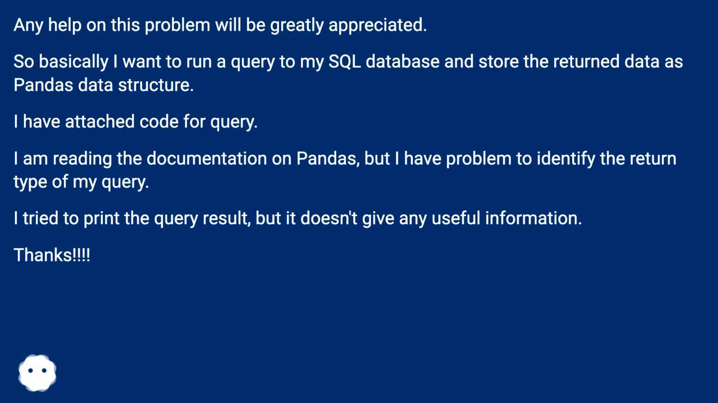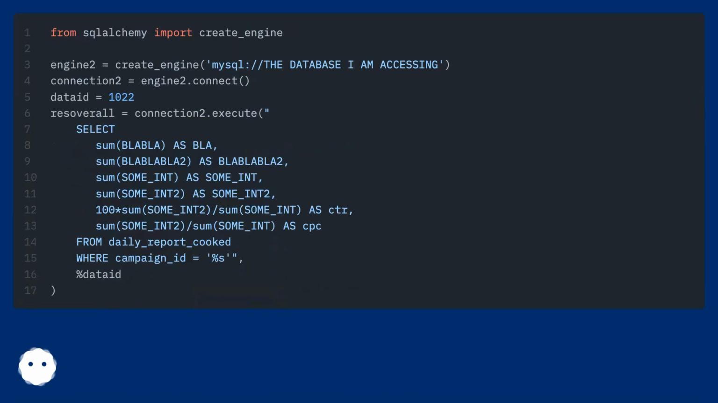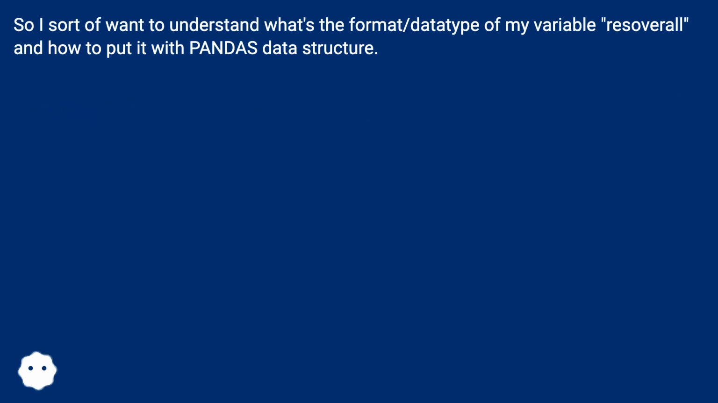I am reading the documentation on Pandas, but I have problem to identify the return type of my query. I tried to print the query result, but it doesn't give any useful information. Thanks. So I sort of want to understand what's the format/data type of my variable res overall and how to put it with Pandas data structure.